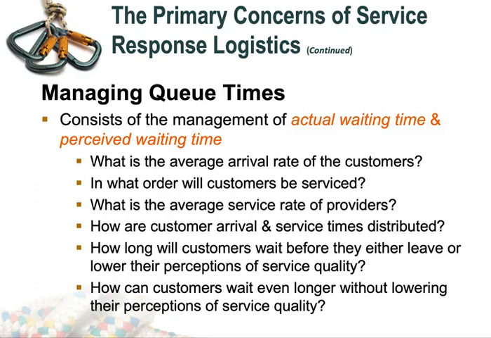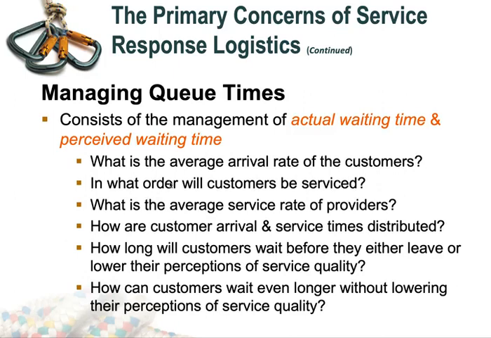And also managing queuing time. So this is a very normal and very common phenomenon that we see. Managing queuing time consists of the management of actual waiting time and the perceived waiting time. So some questions we can contemplate, right? Number one is what is the average arrival rate of the customer, and then in what order will customers be serviced, and what is the average service rate of the providers.